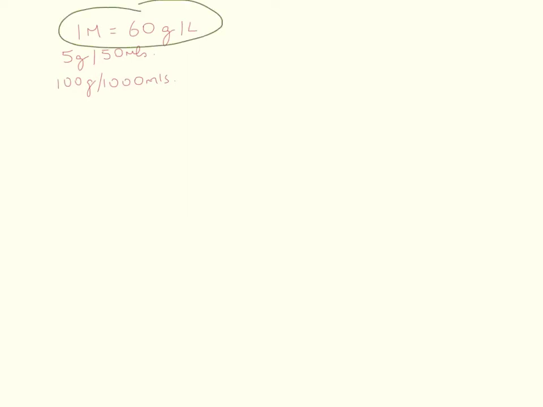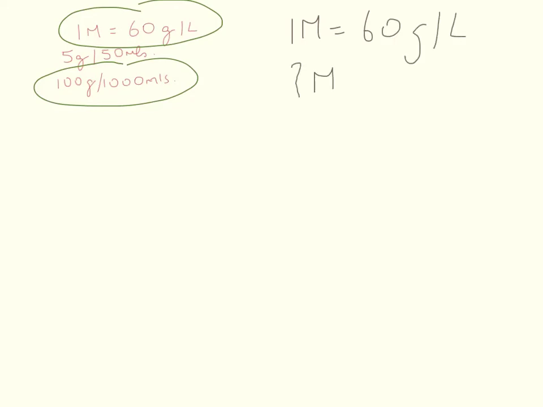So how many molars is equal to 100 grams? We know it will be more than 1, because here you had just 60 grams in a liter. In this case, you had 60 grams in a liter, whereas now we're going to have 100, which is more per liter. So that means, even working it out in our heads, it's going to be higher than a 1 molar. So 1 molar equals 60 grams per liter. How many molar is equal to 100 grams per liter?